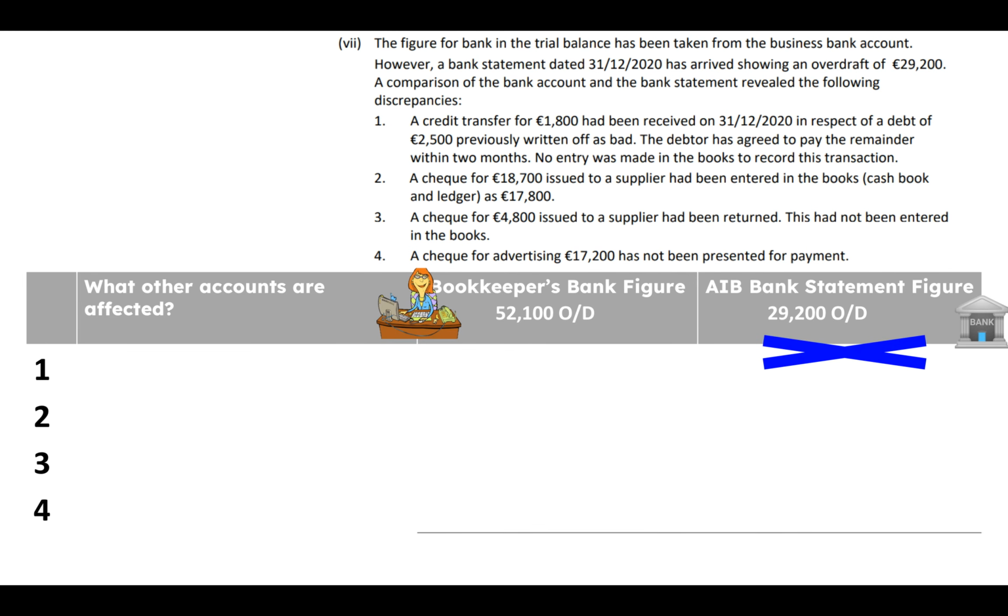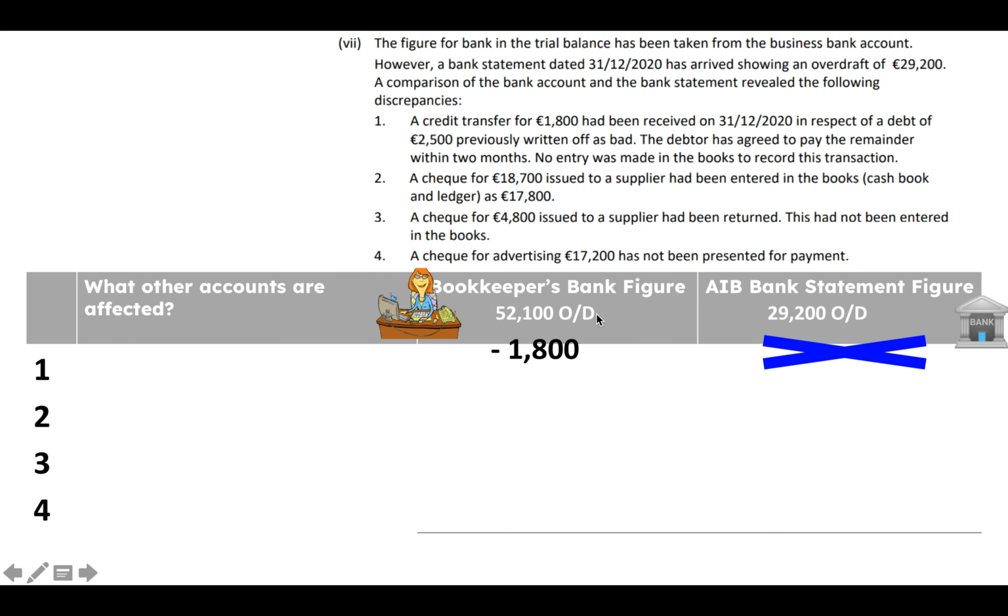A credit transfer for 1,800 had been received on the 31st of 12th, 2020 in respect of a debt of 2,500 previously written off as bad. The debtor has agreed to pay the remainder within 2 months. No entry was made in the books to record this transaction. So it was paid directly into the bank. The bank, AIB, knew about this, but the bookkeeper didn't know about this. How much was it? It was 1,800 that came in.